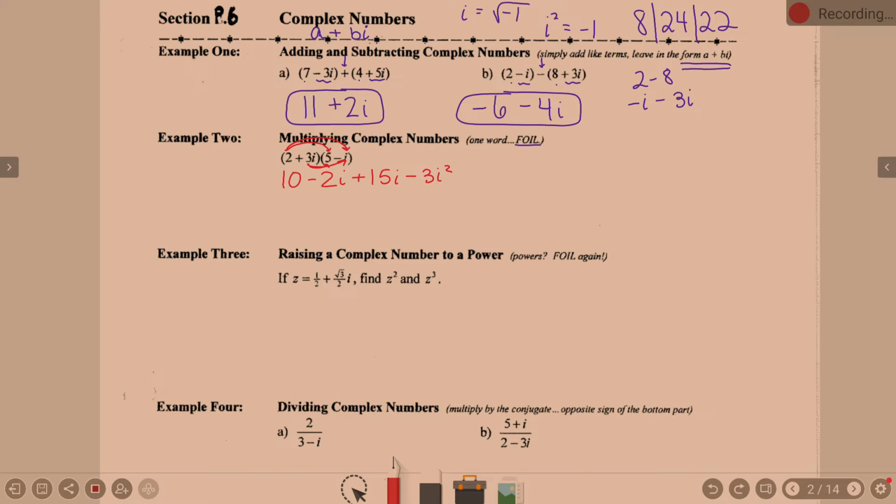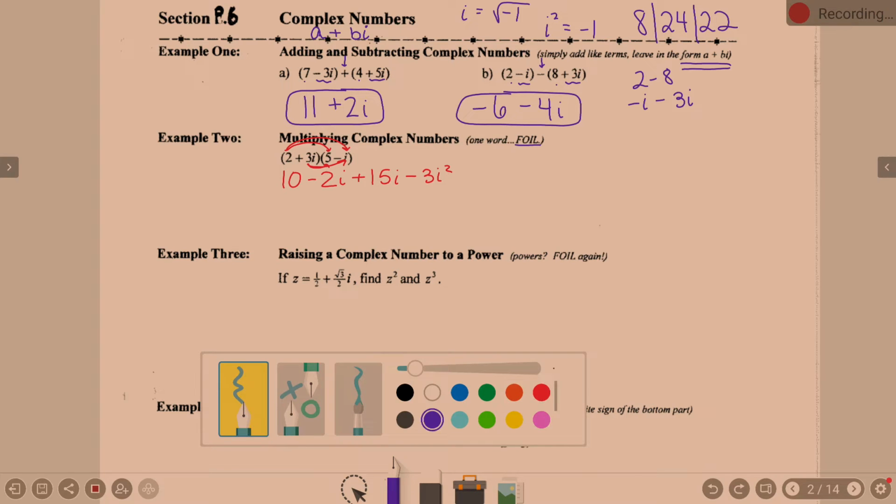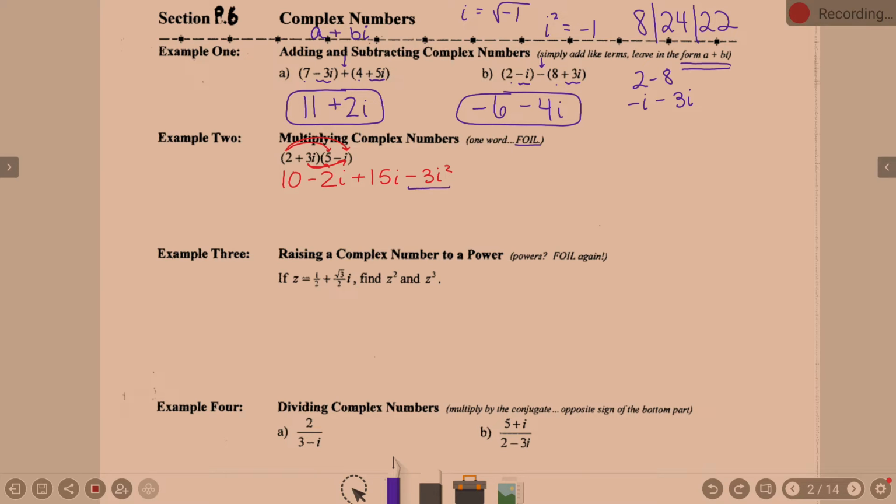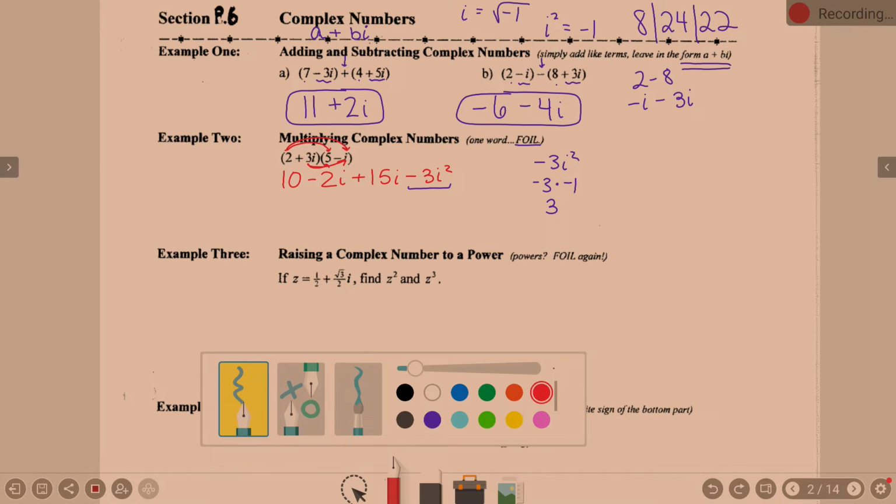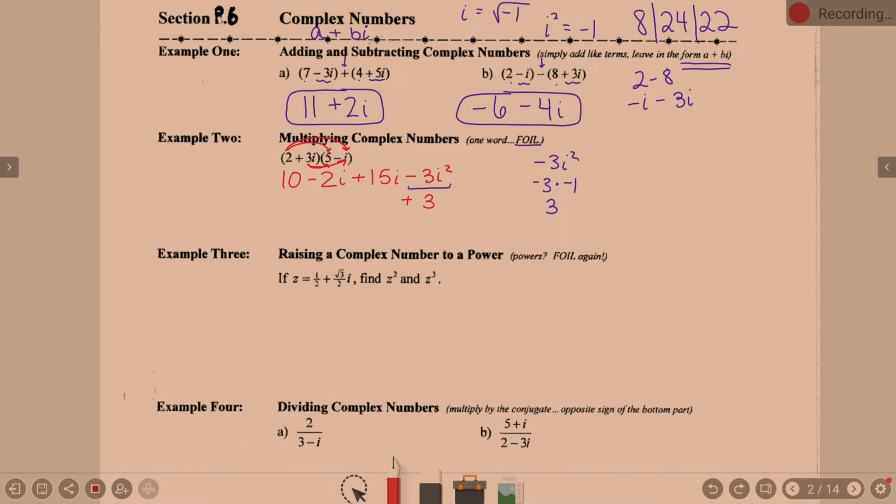Am I done? No? What do you see here? You see a -3i squared. What about that -3i squared? Remember, it's -3 times i squared. Remember we talked about i squared is -1? So -3 times -1 is +3. So that piece is going to become a +3.